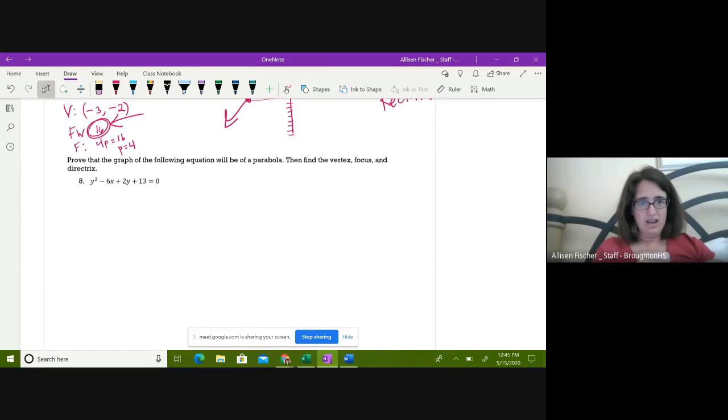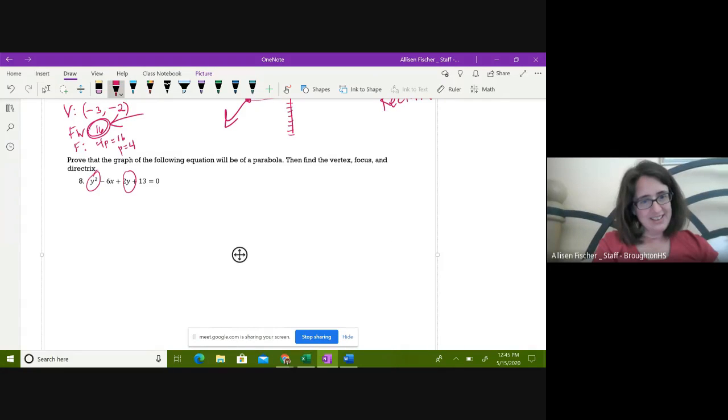That basically means we need to put this into vertex form. So right now, you see these y values. You got a y squared and a y, but you only have one x. That kind of is a giveaway that this is a parabola, but we're going to go ahead and put this into vertex form. So we're going to put y squared plus 2y.